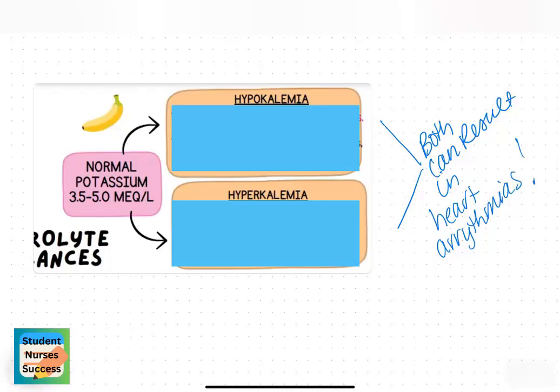Aldosterone is a big regulator of potassium as well, and increases in aldosterone can actually lower potassium and raise sodium. Kidneys are how potassium is regulated and removed from the body. Therefore, patients with kidney or renal disease or renal failure have increased potassium levels. Now let's talk about hypokalemia.